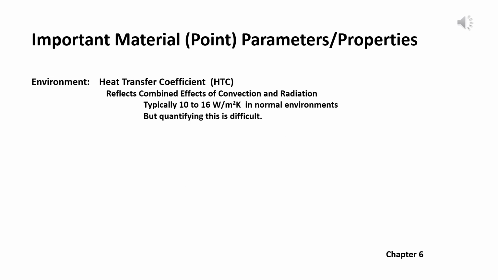The third important parameter is the environmental heat transfer coefficient, which we call HTC. This reflects the combined effects of convection and radiation carrying heat away from the board. The typical measure is 10 to 16 watts per meter squared per degree K in normal environments, but quantifying this is really difficult. Physicists know a lot about HTC related to a plate on a surface, but we don't know much about something as small as a trace on a board. This is one area where we need a lot more research.